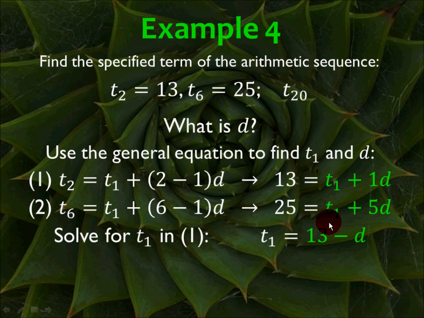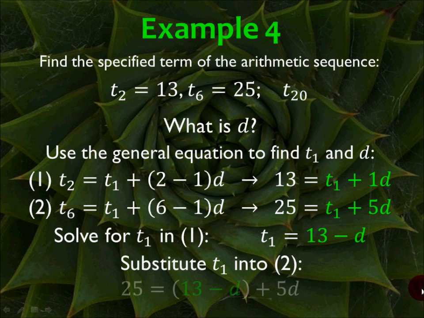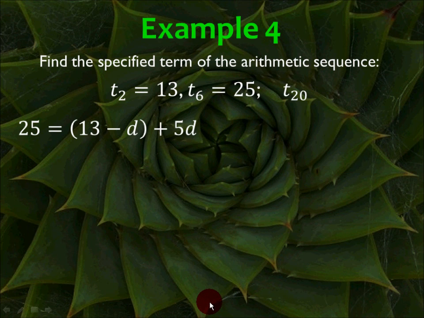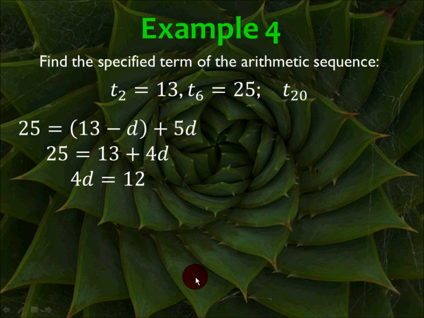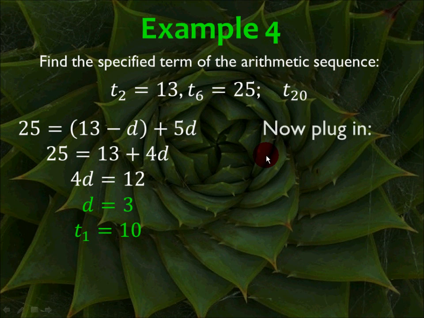Now we plug that value of T1 into the second equation, so you get 25 equals 13 minus D plus 5D. 13 minus D plus 5D is 13 plus 4D. Subtract 13 from both sides and divide both sides by 4, and you see that the common difference is 3. So that's the longer way to do it. Use both equations using these values for the term, plug them into the general equation, solve for T1 or D first. Now you know what D is, you can solve for T1. T1 is 10.